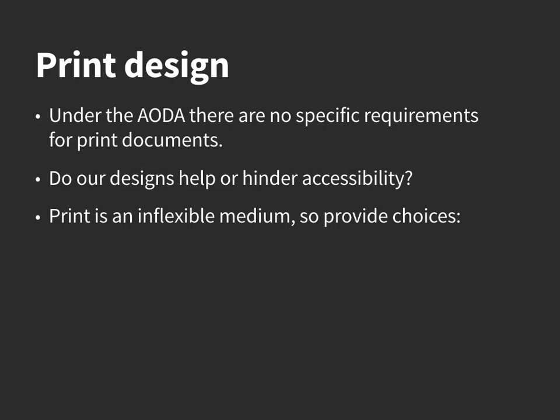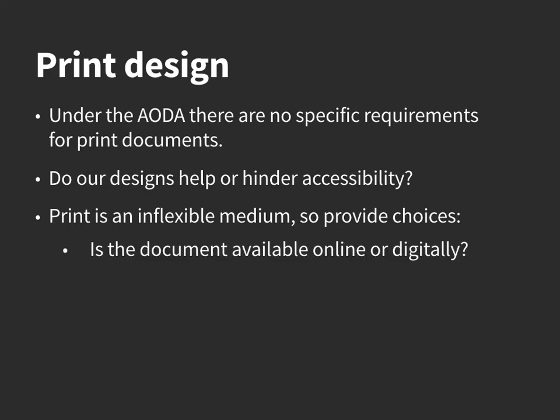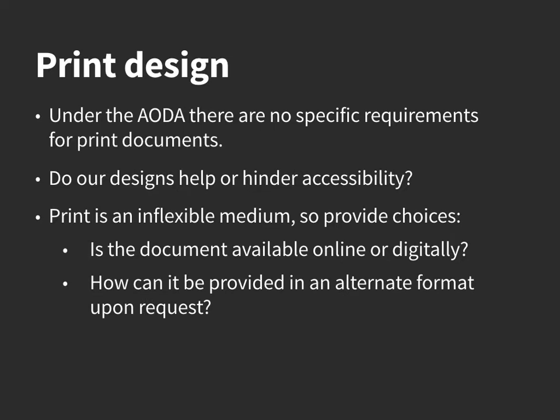Print is an inflexible medium, so when we're designing for print, try to make it as accessible as possible from the get-go, but also we need to provide options. Is the document available online or digitally? And how can it be provided in an alternate format upon request? That's an important one because, at least under the AODA, if someone requests an accessible document, the organization needs to provide it to them. So next, I'll cover some of the tools that we have as designers for creating accessible print design.